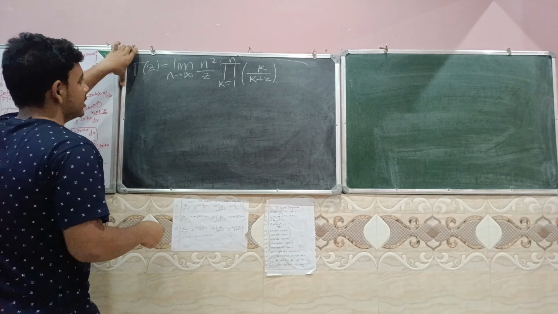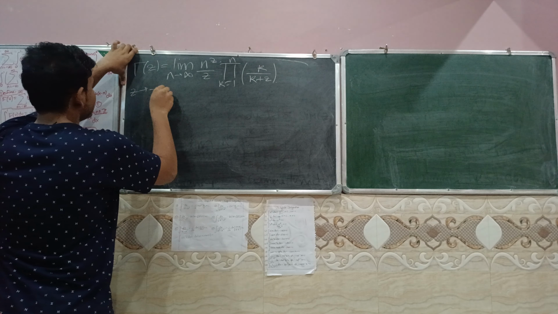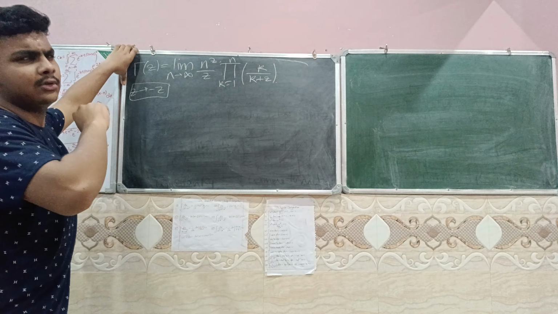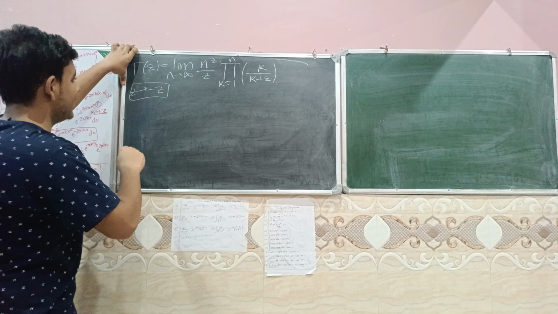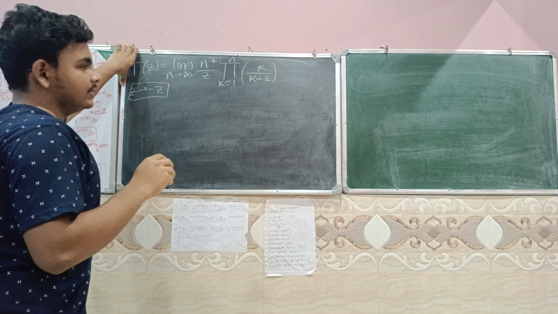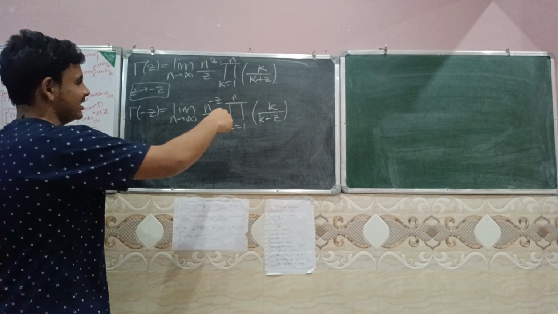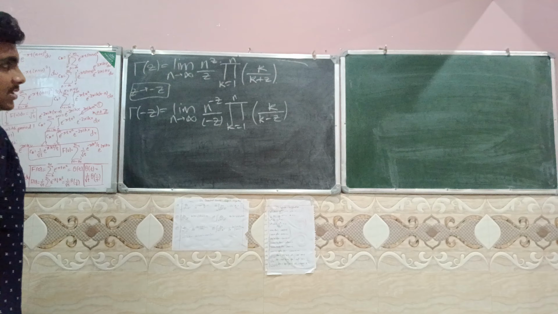Now what we are going to do here is replace z with negative z. Be careful, I'm just going to tell you why we did that. So here it's gamma of negative z equals limit n tends to infinity of n to the negative z over negative z times the product as k goes from 1 to n of k over k minus z. Basically we just replaced z with negative z everywhere.